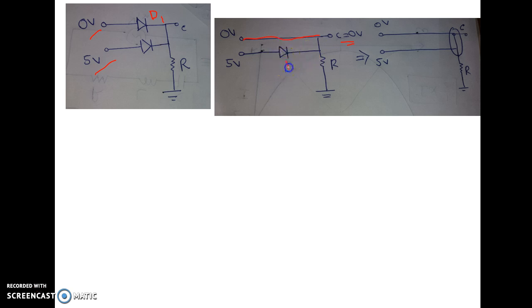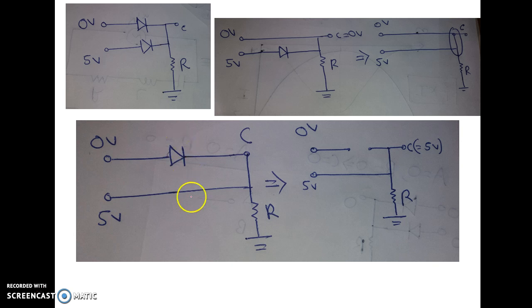Now for the D2 diode, what will happen? The P type of the D2 diode is connected with the 5 volt and the N type of the D2 diode is connected with the 0 volt. So basically the D2 diode will also be turned on, so we can replace the D2 diode by short circuit. Now again the same problem arises. The output C is shorted with 0 volt as well as 5 volt. So this is also not possible. C will not get these two voltages simultaneously when it is shorted. It will get only one voltage. So this is also not possible. Our assumption is wrong. D2 cannot be turned on.